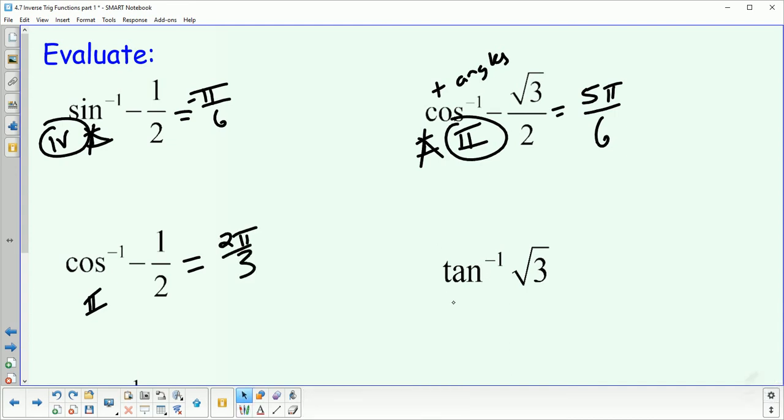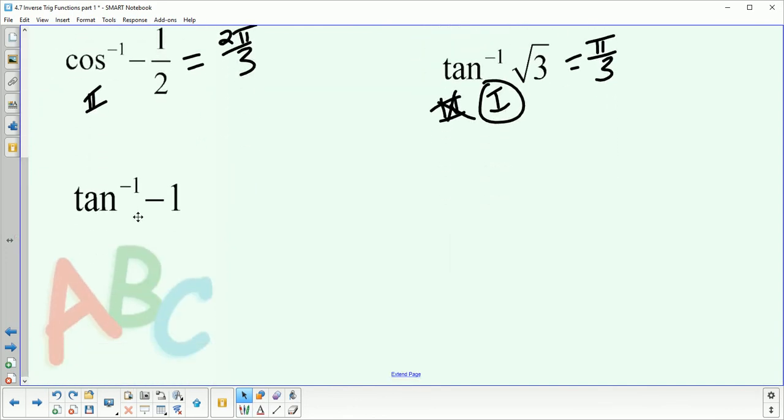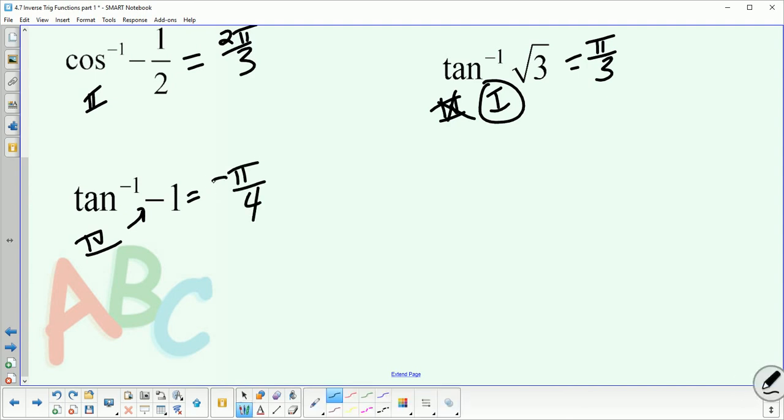Okay, the tangent inverse, remember, again, this is also quadrants 4 and 1. Since it's positive, that tells us it has to be in quadrant 1, which means when does your y value over your x value get a square root of 3, and that's going to be at pi over 3. And then lastly, our last example, tangent inverse of negative 1. So we know this has to be in quadrant 4 because we have a negative value there. And in quadrant 4, when your y and x values are the same, just negative, opposites of each other, that's going to be at negative pi over 4.